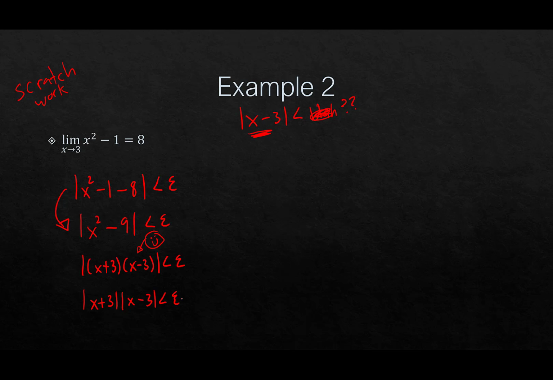Now you might be really tempted to say, well, this means that the absolute value of x minus 3 is less than epsilon over the absolute value of x plus 3, and you might be saying, well, let delta be this thing. But remember, delta can't depend on x. Delta can only have epsilons in it, or numbers, or constants. It can't have x. Remember, the limit definition doesn't say that delta depends on x, right? Delta should only depend on epsilon.